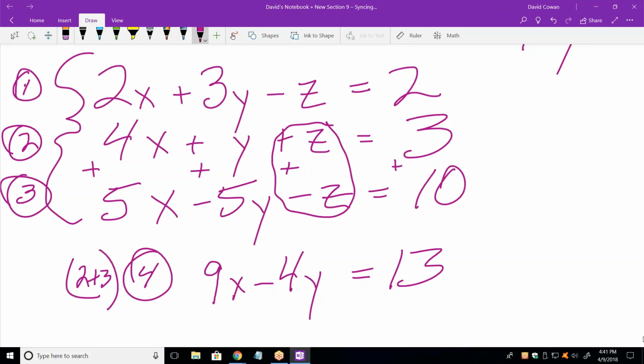Oh, sorry. Okay. Now, the next part is extremely important. I want to create an equation 5 that is also missing z. And I can't use 2 and 3. I've already used 2 and 3. Can I find two other equations that will eliminate z?